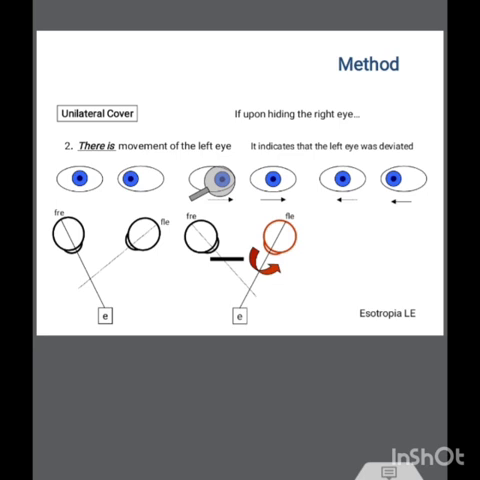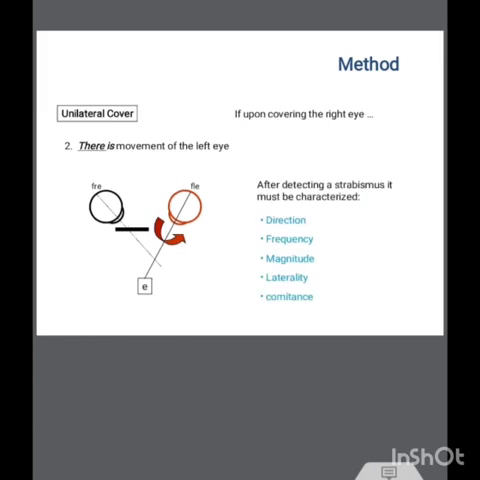Another case, if while occluding the right eye there is movement of the left eye, that indicates the presence of strabismus. So while observing the movement of the eye, we should see some characteristics such as direction of the movement, frequency, magnitude, laterality, and committance. Direction of the movement is helpful in detecting the type of squint.